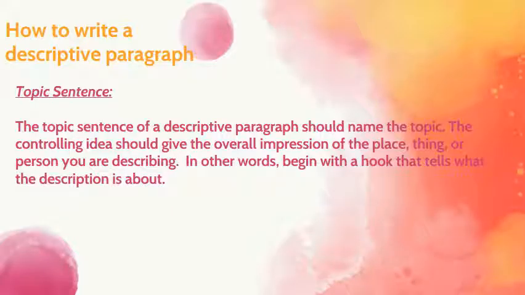So now let's go over how to write a descriptive paragraph. We have to start with the topic sentence. What does the topic sentence mention? The topic sentence of a descriptive paragraph should name the topic. So first of all, I have to name the topic. The controlling idea should give the overall impression of the place, thing, or person you are describing. In other words, begin with a hook that tells what the description is about. So in the topic sentence, we have to tell what we're describing and to give an impression about it.